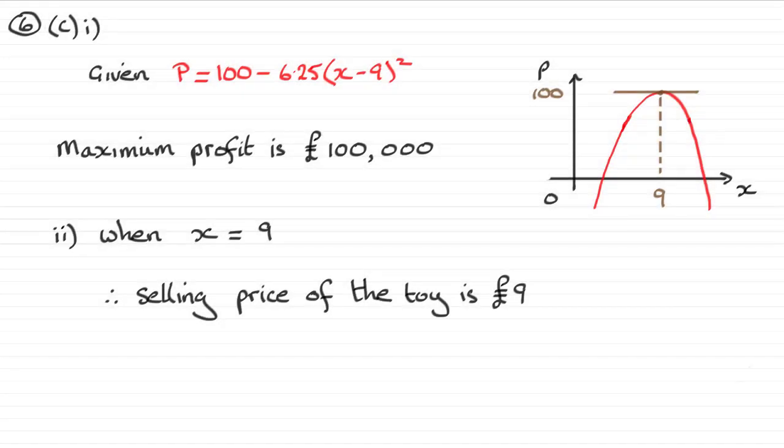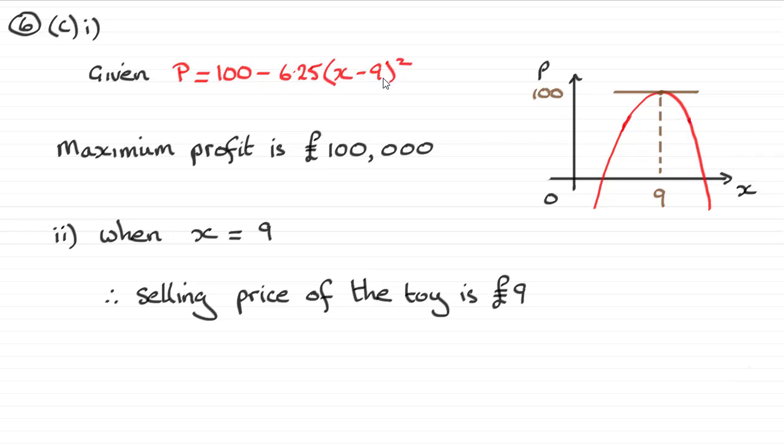Now in this last part of the question, 6c, we need to state the maximum profit and the selling price of the toy to achieve that maximum profit. You can see that our equation contains 2 terms, the 100 minus this term here. This term is always going to be positive, so you're taking a value away from 100. So the maximum this can be is that 100 there when x equals 9, because that would make this term 0.